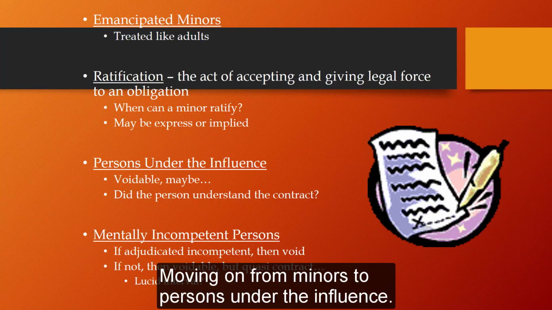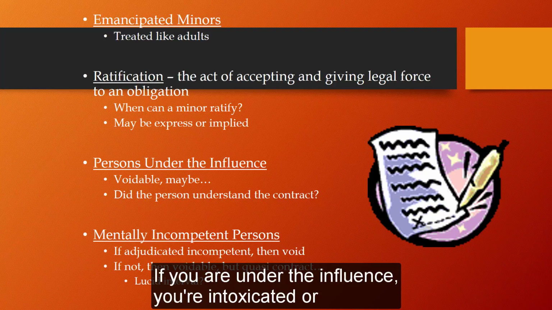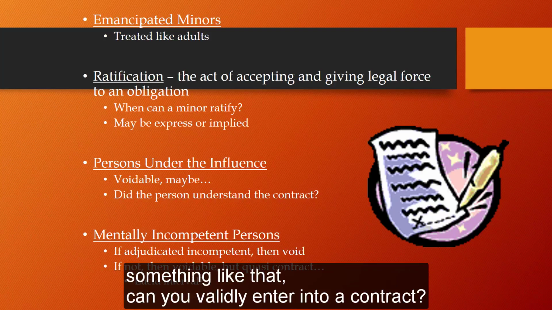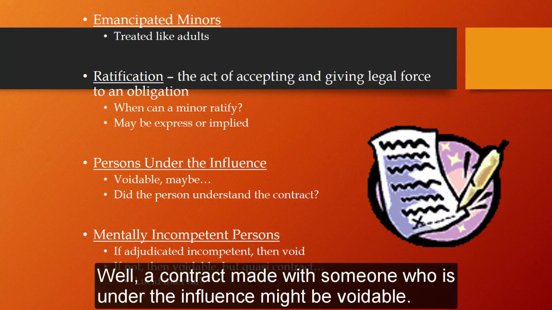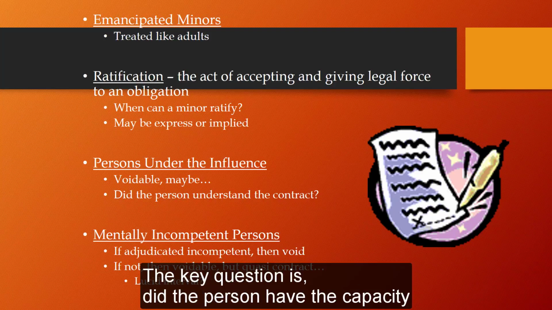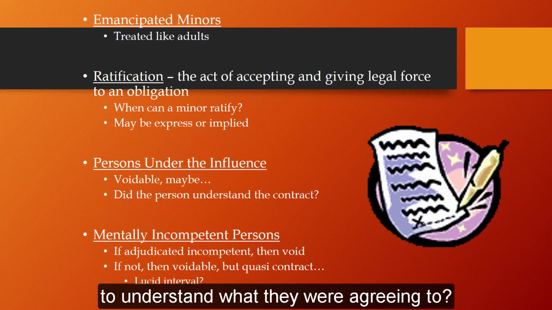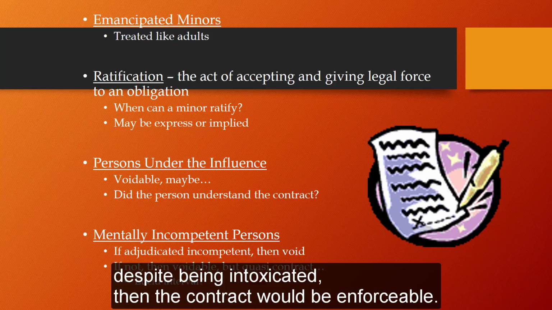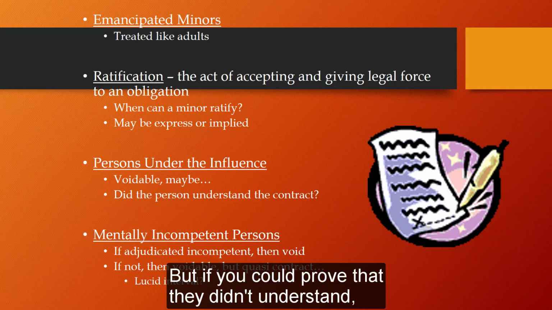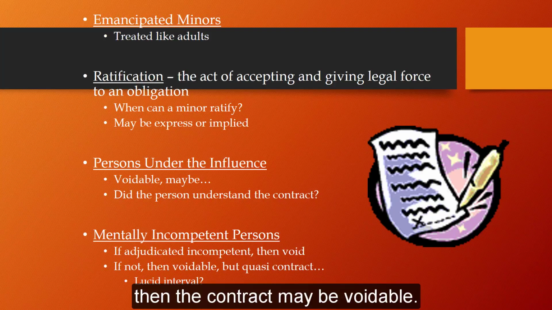Moving on from minors to persons under the influence. If you are under the influence, you're intoxicated or something like that, can you validly enter into a contract? Well, a contract made with someone who is under the influence might be voidable. The key question is, did the person have the capacity to understand what they were agreeing to? If they understood it, despite being intoxicated, then the contract would be enforceable. But if you could prove that they didn't understand, then the contract may be voidable.